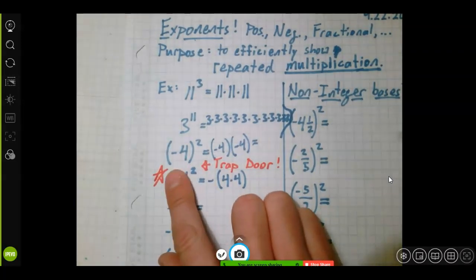So sometimes to say the parentheses, we use a phrase called the quantity of.